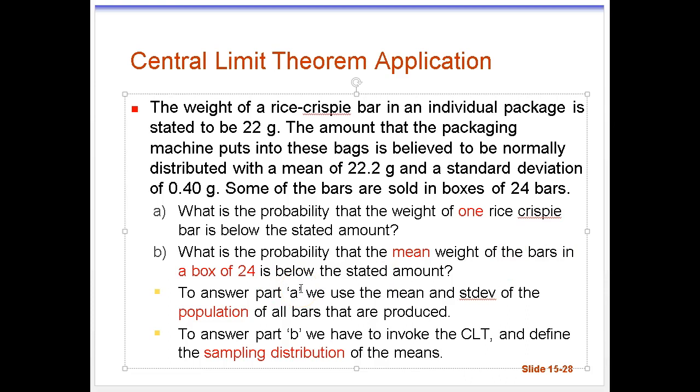Now, part A of the question does not require the central limit theorem because we're only picking one item out of the population. However, part B of the question is going to cause us to invoke the central limit theorem because we are taking a sample size greater than 1. So let's have a look at how we would go about answering these questions.